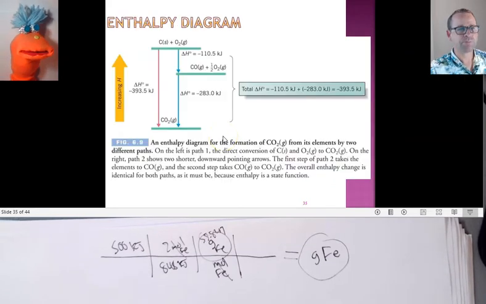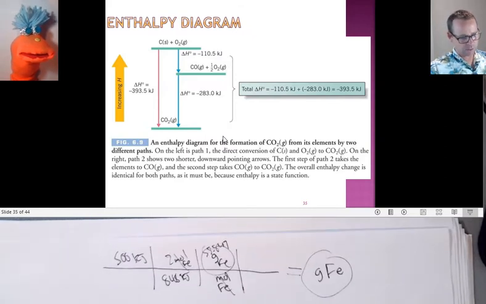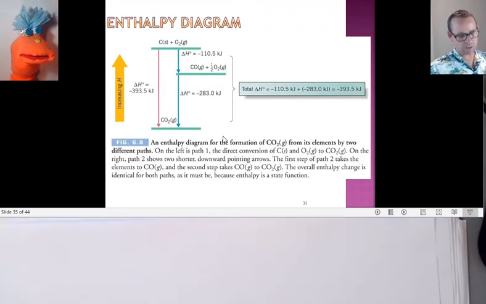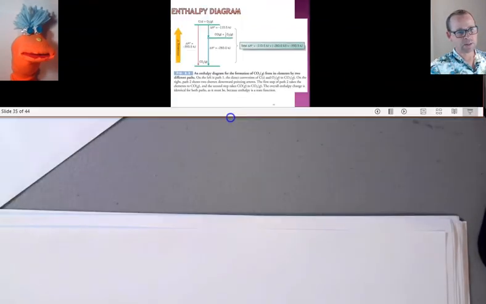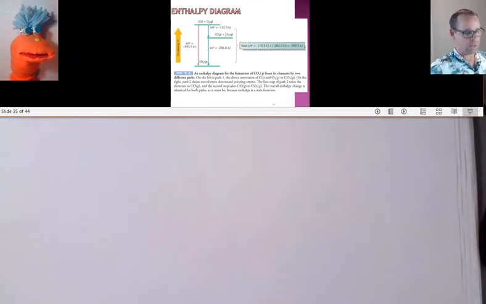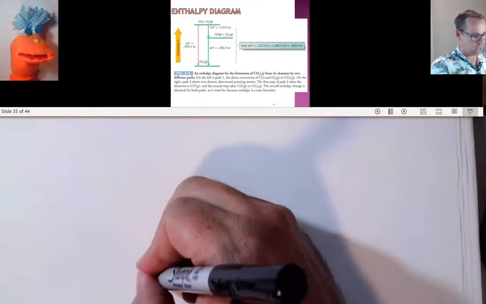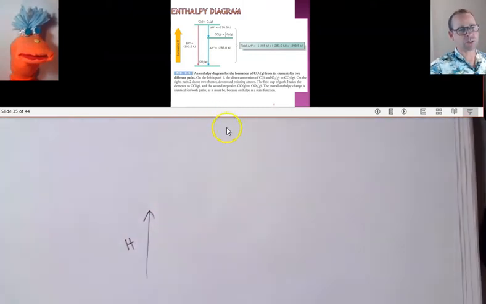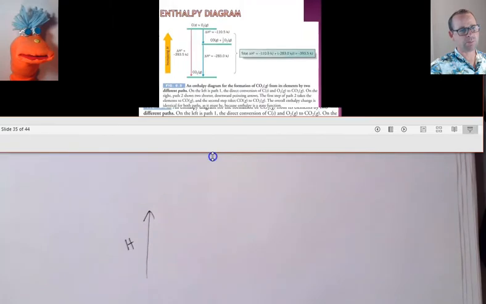Excellent. Now, we've been drawing these diagrams every once in a while, and we call them energy diagrams, but we can call them enthalpy diagrams. It just depends on whatever you want to have on your y-axis. So if enthalpy is what we're looking at, H for the chemical reaction, then we call them an enthalpy diagram.